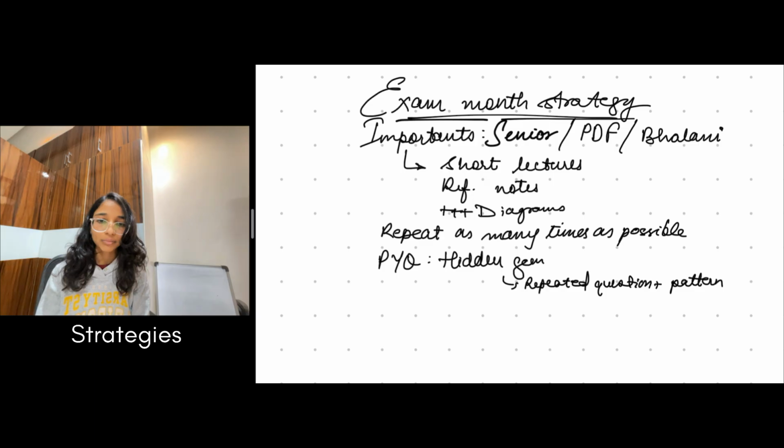And lastly, PYQs are the hidden gems. Look at the pattern it is being repeated in. Is it usually a long question? Is it a very short note? Is it a short note? And focus on these parts. These are where you can score a lot.